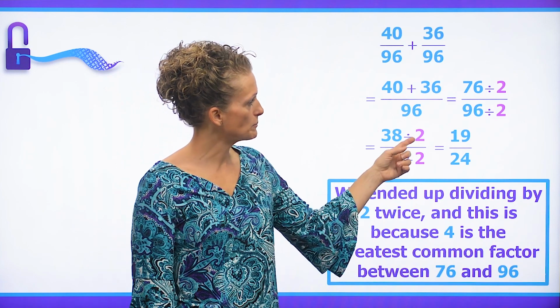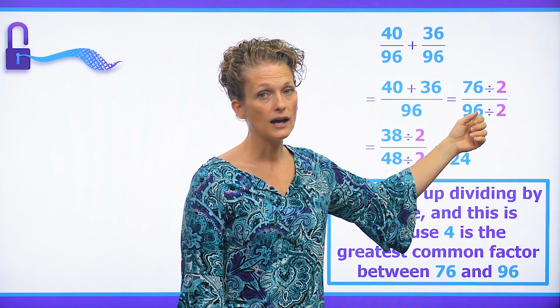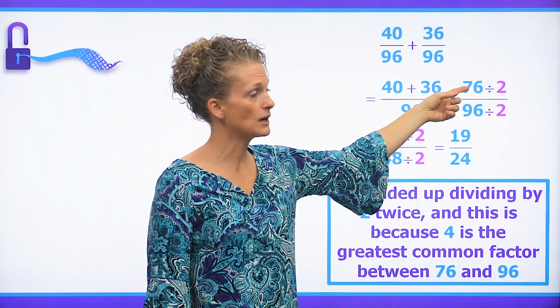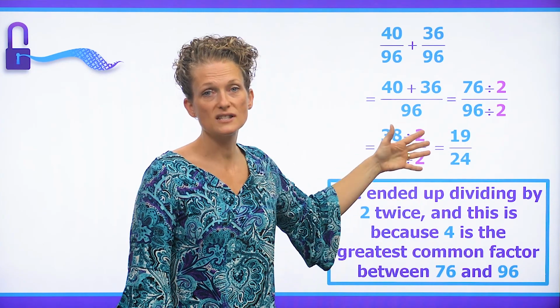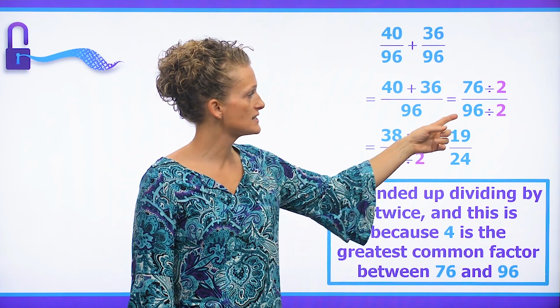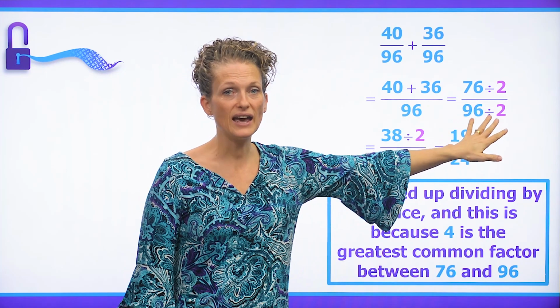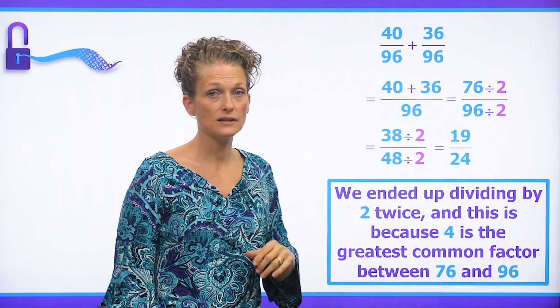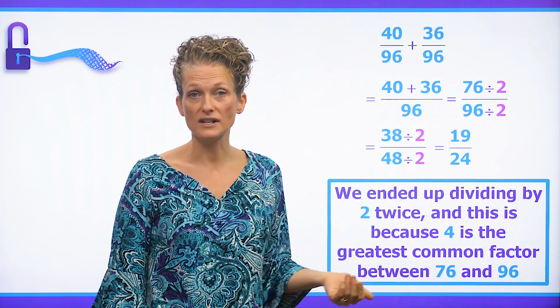So we ended up dividing by 2 twice. Now, it's possible we could have just done it in one step and divided by 4, but sometimes with larger numbers, if you notice that they're both even, go ahead and divide by 2 because you can always divide again to simplify even further. All right, so 4 is the greatest common factor between these two numbers, but it is okay to do it in 2 steps if you don't notice or don't want to take the time to find the greatest common factor.